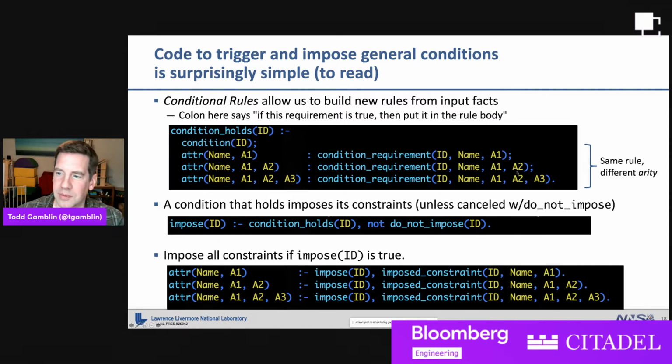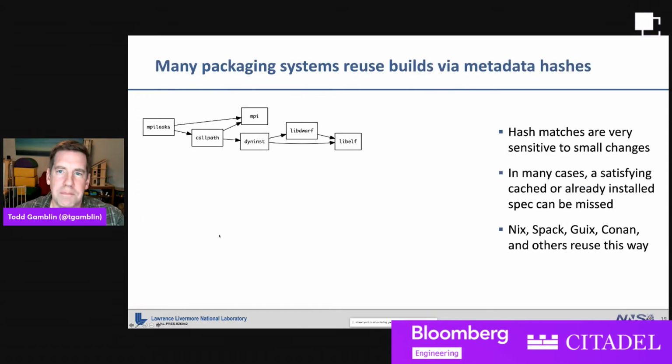And there's 3 of them because we have different arities for our conditions. If we had conditions with more parameters, we'd have to have another line here. But that's all it is. This is basically the same rule 3 times. And we say if that condition holds, so all of this implies that the condition holds, then we impose the constraints. And then to impose things, basically we say if we're supposed to impose it, and if there's an imposed constraint registered, then we turn this encoded imposed constraint into an actual attribute that we then return in our model and build a graph out of.